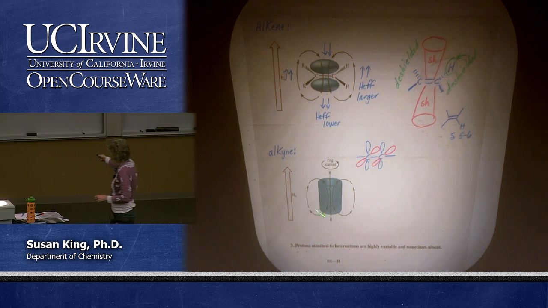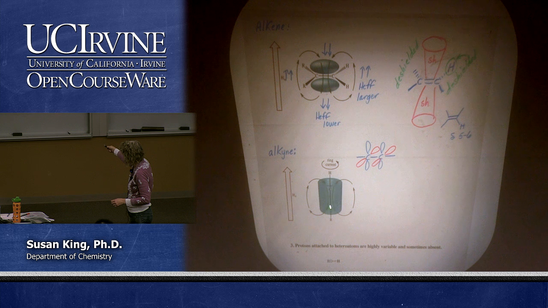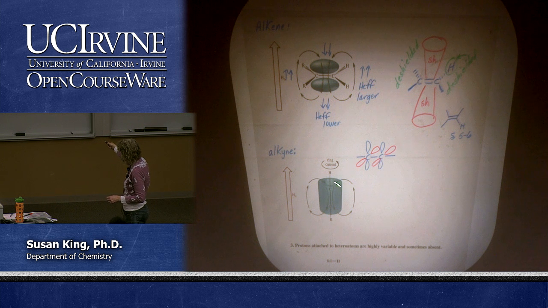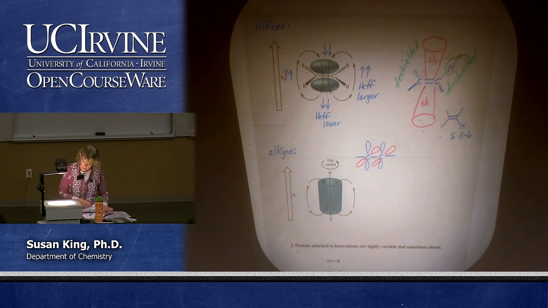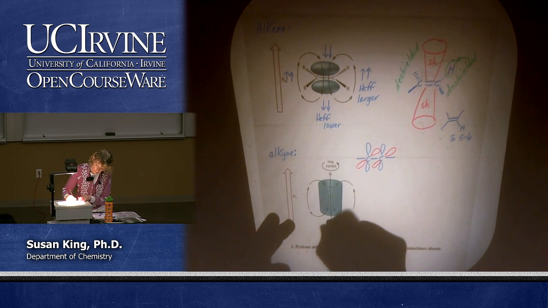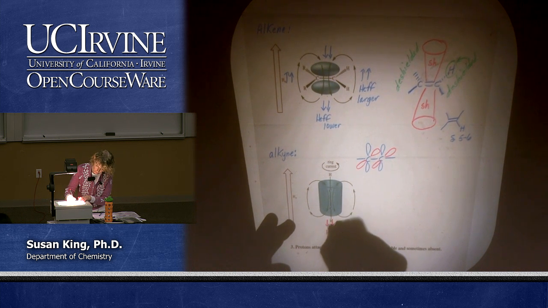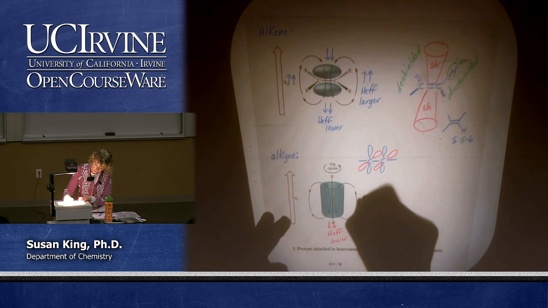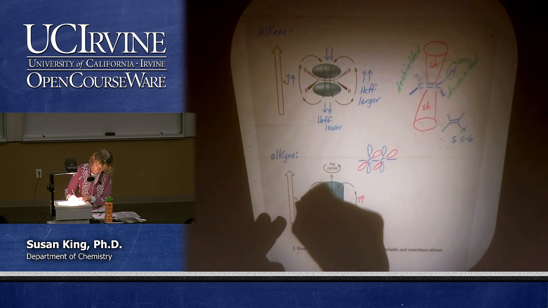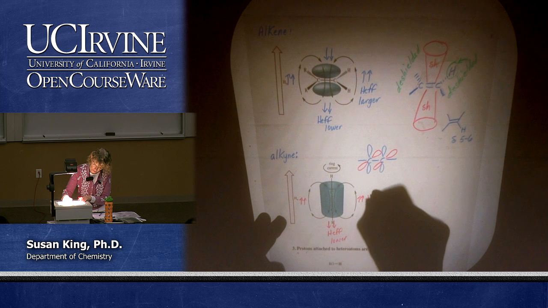And so we actually orient our molecule differently. So here's the carbon-carbon triple bond. There's the electrons circulating around. So our ring current is going perpendicular to where it is here. And so that's going to change what happens here. So for an alkyne, here's our shielding area, H effective lower. And outside, H effective is greater.